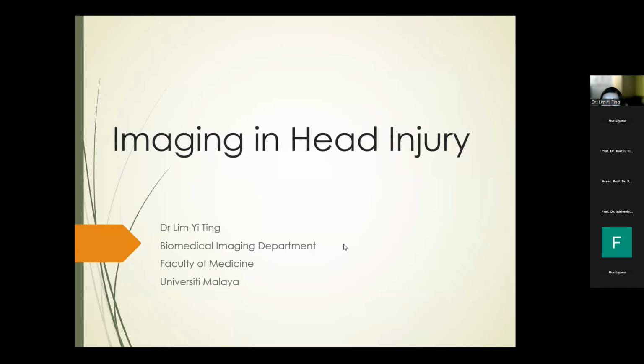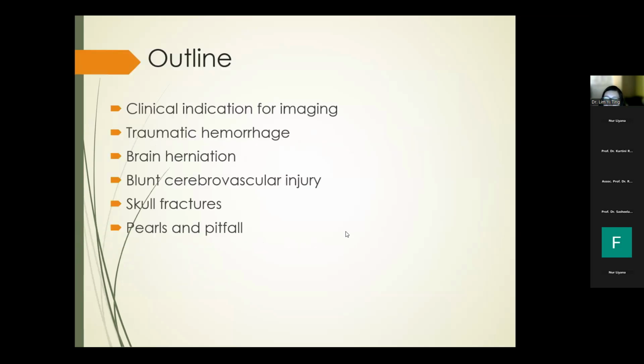Okay, so good morning, everyone. Today I'm going to talk about the topic on imaging in head injury. I will start with the clinical indication for the imaging, then followed by the types of the traumatic intracranial hemorrhage, the brain herniation, and also a little bit of the blunt cerebral vascular injury, and some of the types of the common skull fractures, as well as the pearls and pitfalls of the imaging in traumatic head injury.